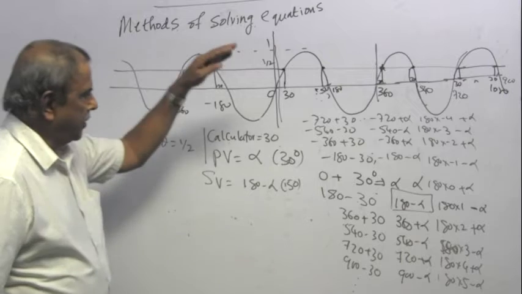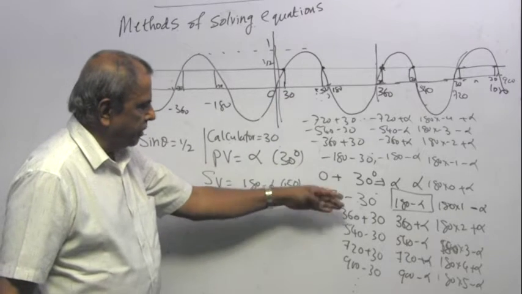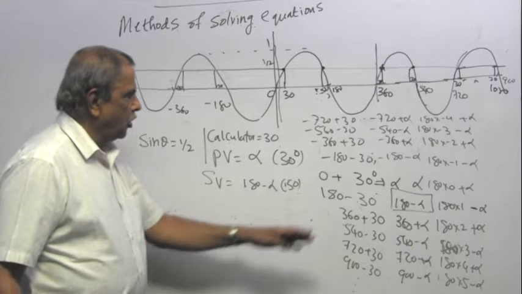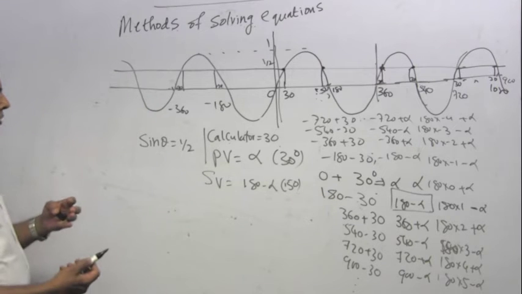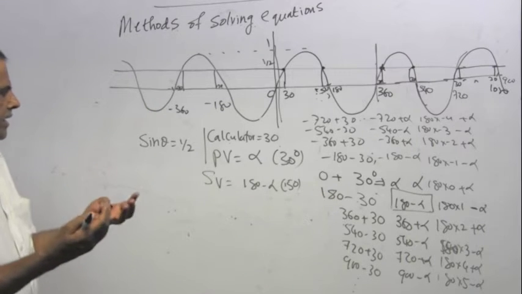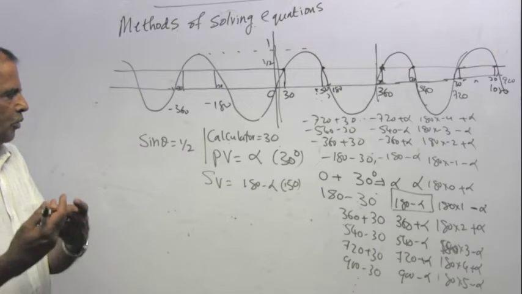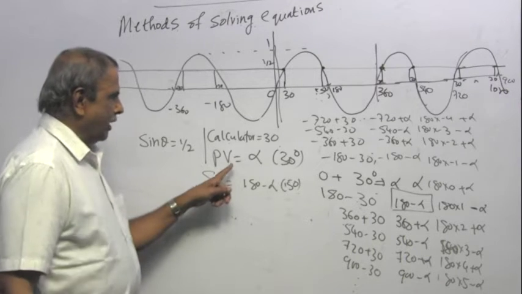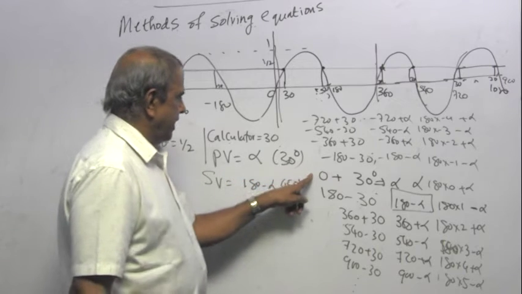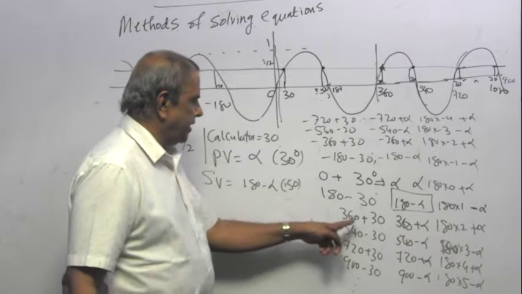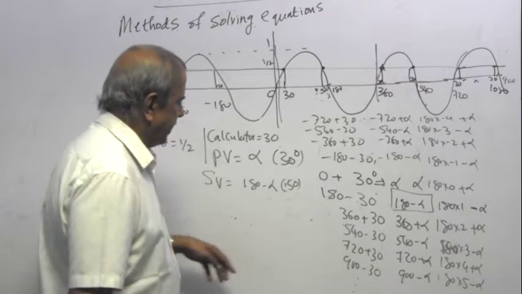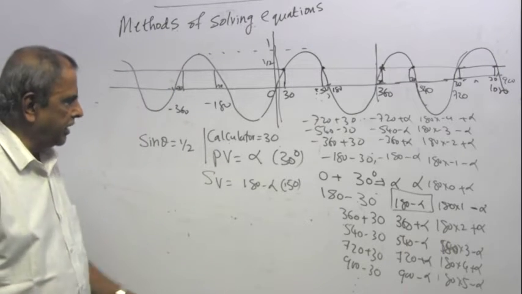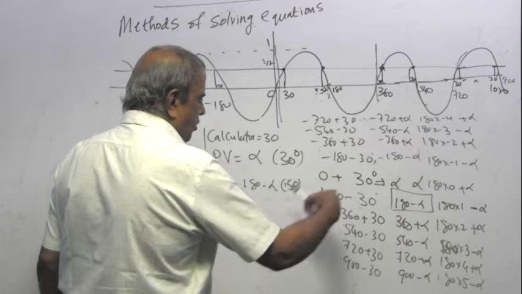Now look, 0 plus 30, 360 plus 30, 720 plus 30. So, I could write it as 180 plus PV, 180 plus SV. Does it work? Okay. 180 plus 30. Yeah. 180 times 2 plus 30. 180 times 3 plus 30. 180 times 4 plus 30. 180 times 6 plus 30. It works. But what about others?